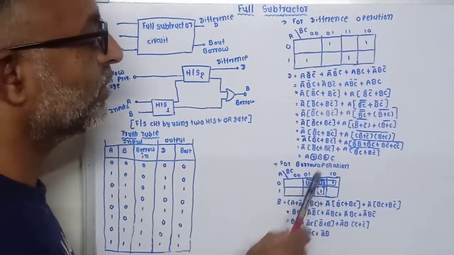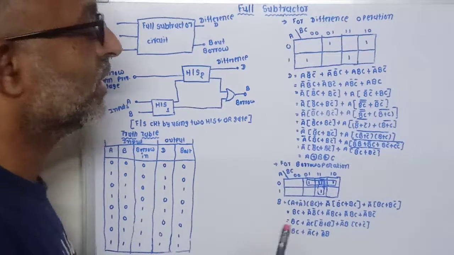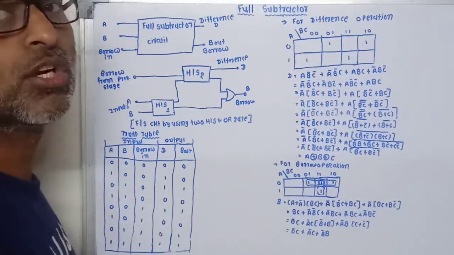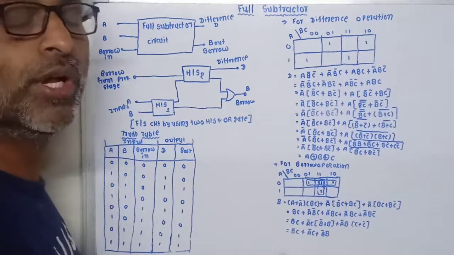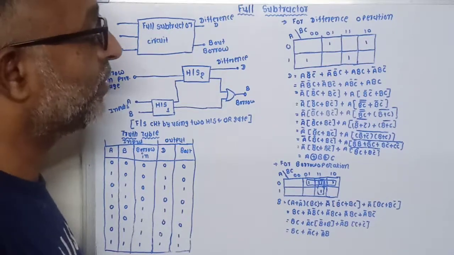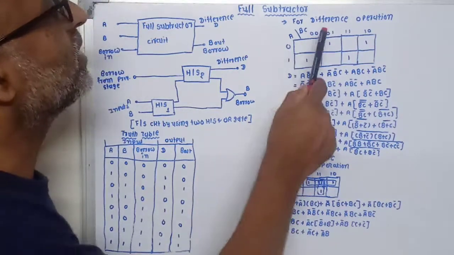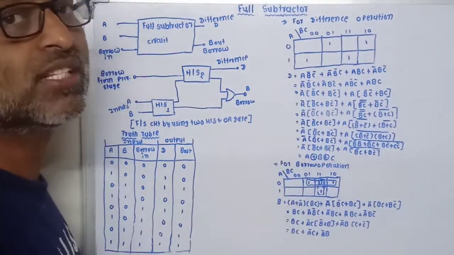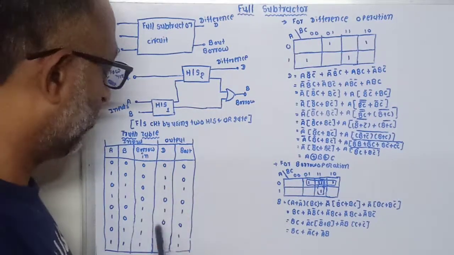So you can say that it is nothing but A exclusive OR B exclusive OR C. So for this difference operation we require one exclusive OR gate of 3 inputs. You can also use 2 inputs, but if you have a 3-input gate and you apply the A, B, C inputs to this exclusive OR gate, it provides this output.